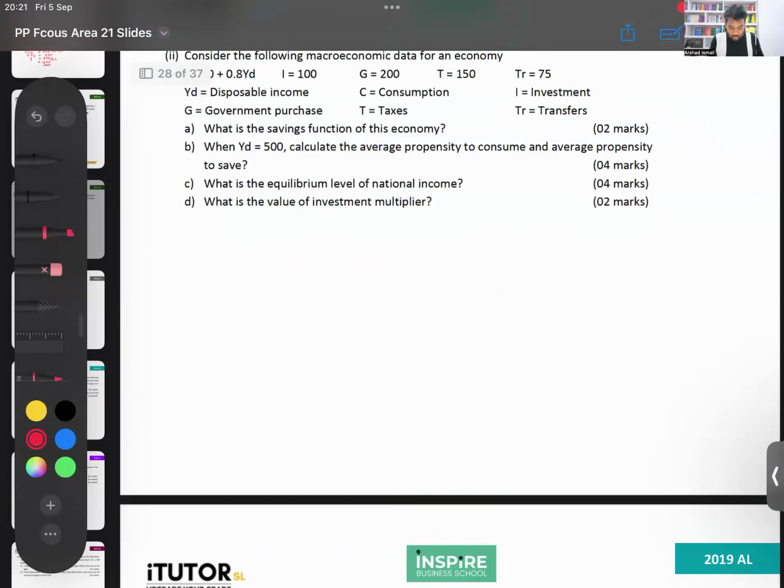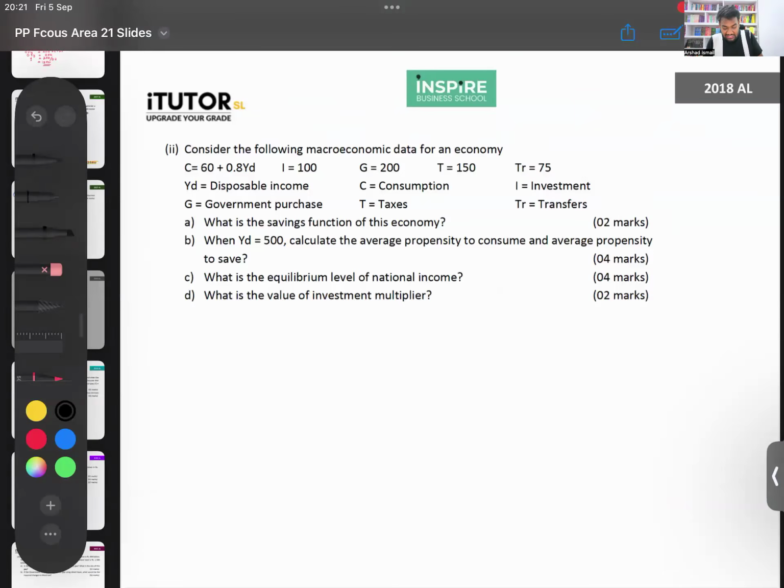2018 question number 2. They're saying, consider the following macroeconomic data. What is the savings function? APC and APS at 500, equilibrium, investment multiplier. I would say one of the easiest questions ever for you to get 12 marks in your paper. So can you quickly give me answers? I'm also dead exhausted right now, but we'll finish this off.